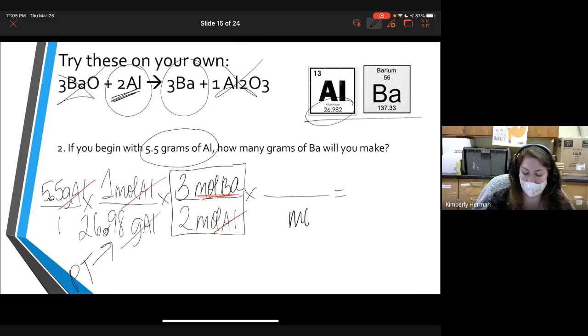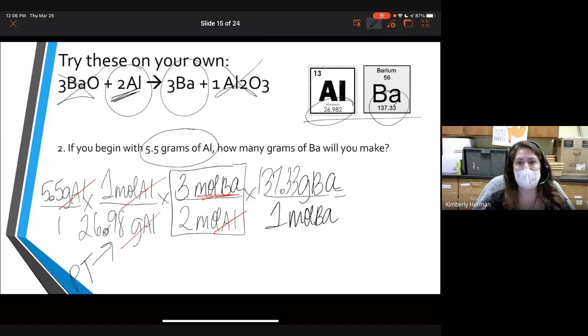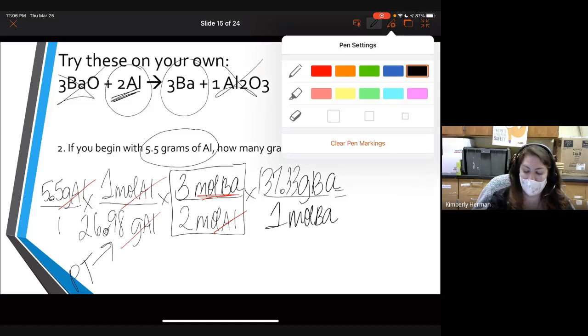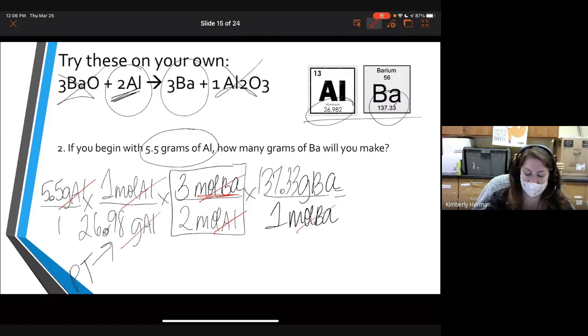So we see we have mole of Ba here. We need mole of Ba on the bottom. And then what we're trying to get to is grams of Ba, so then we can compare our two reactants. So I wrote gram, I need a 1 on the bottom. So we find Ba is 137.33.